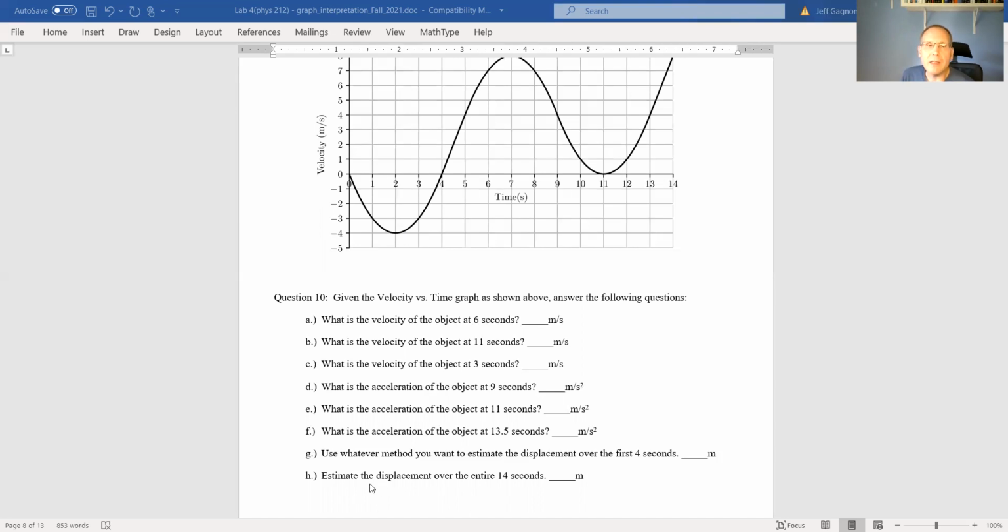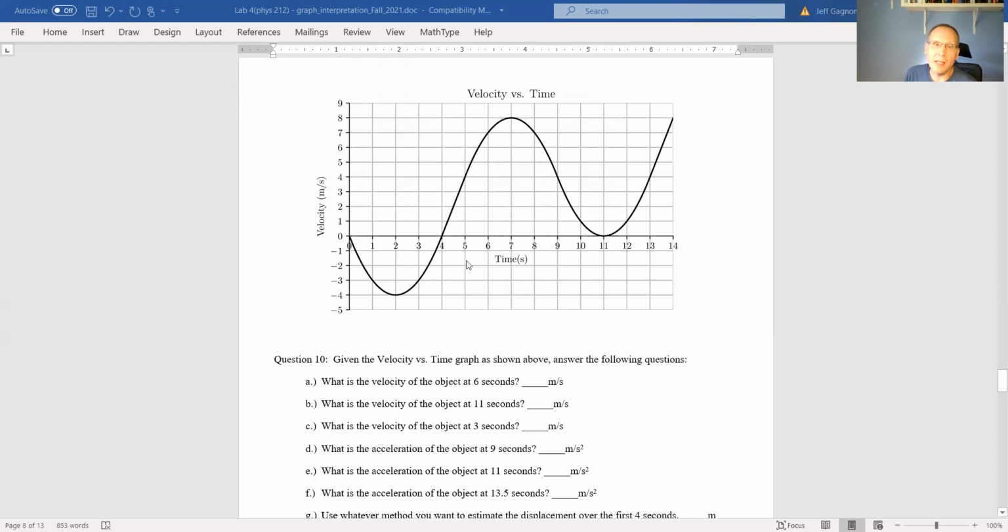Then I want you to calculate the displacement, or at least estimate it over the entire 14 seconds. So again, you've got to keep going by fitting rectangles. This part, by the way, from 4 to 5 is linear, so you probably want to go halfway. You're going to keep estimating by fitting rectangles in here.